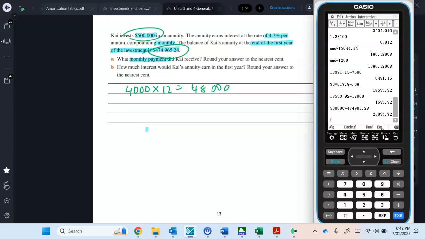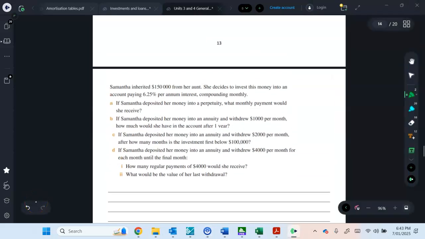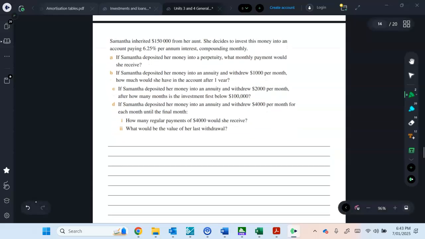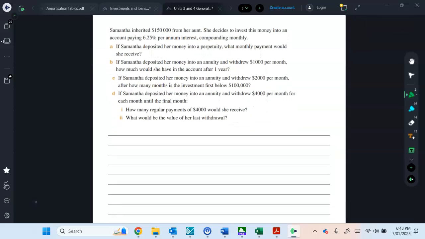We've got 4.7% interest per annum. So let's look at the difference between 48,000, the amount Kai received, and the amount that the annuity went down by. So that means they received $22,965.28 in interest. All right, we'll keep going. And I've just realized this is page 13. There's 20 pages in this thing, so there will probably be 2 videos.